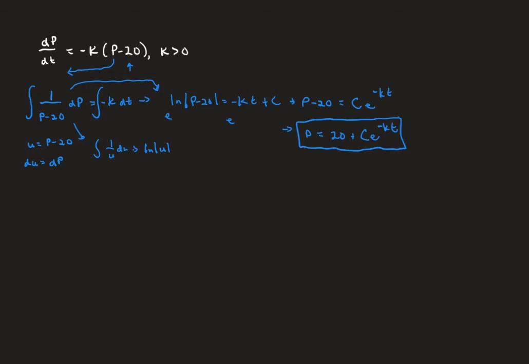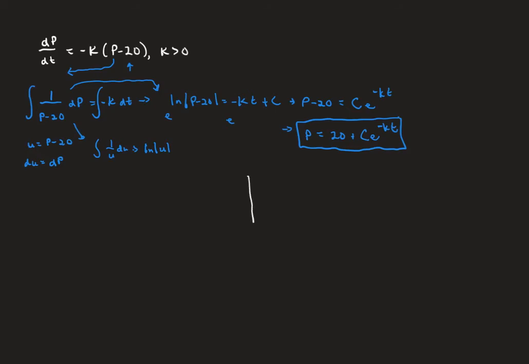To solve for c and k, in this case, we would have needed two initial conditions. Since there's two unknowns, we would have to have two different pieces of information to solve for both k and c. Now, just a little visual of what's going on here.